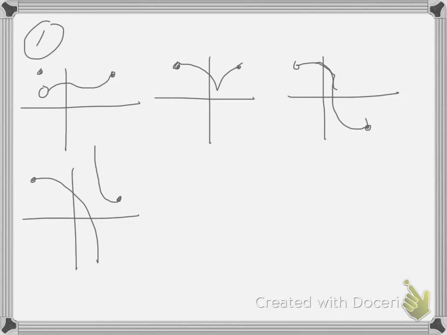Okay, so this is number 1, and we want to know which one of these functions do not satisfy the mean value theorem. There are two conditions of the mean value theorem. One says that it has to be continuous in the interval from a to b, including a and b. So therefore, it can't be this, and it cannot be this.